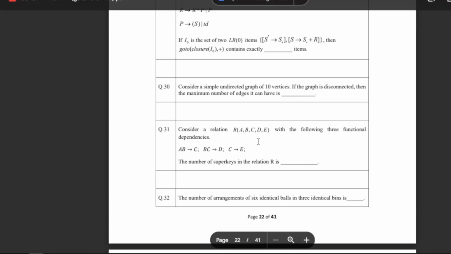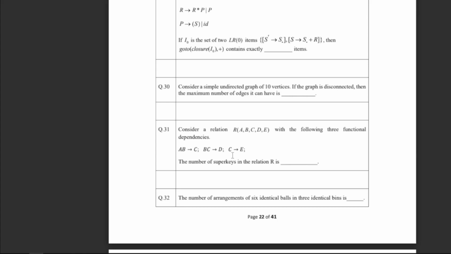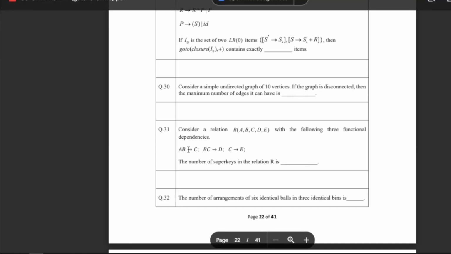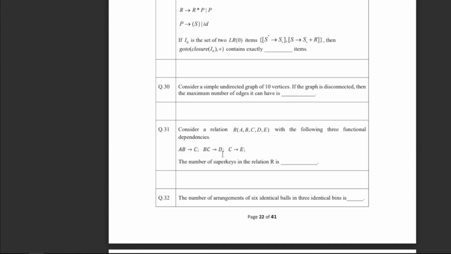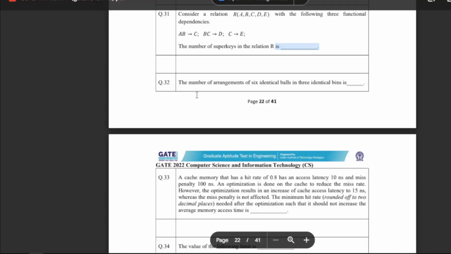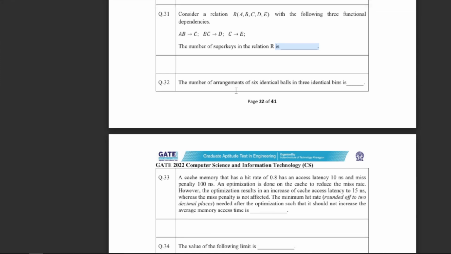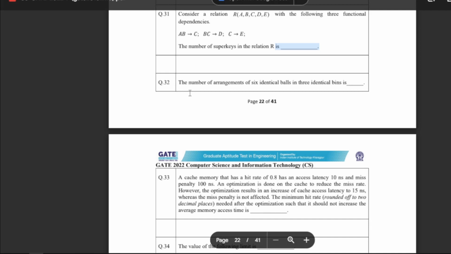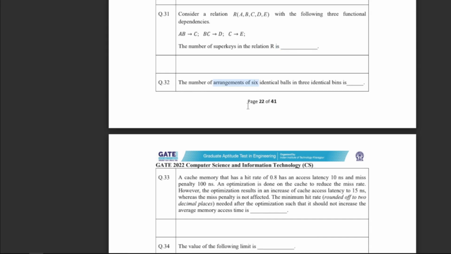Consider a relation R(ABCDE) with the following three functional dependencies, right? AB determines C, BC determines D, C determines E. So the number of super keys in the relation R is, for 31, 8. So there will be a total of 8 super keys. Now the number of arrangements of 6 identical balls in 3 identical bins is 7.